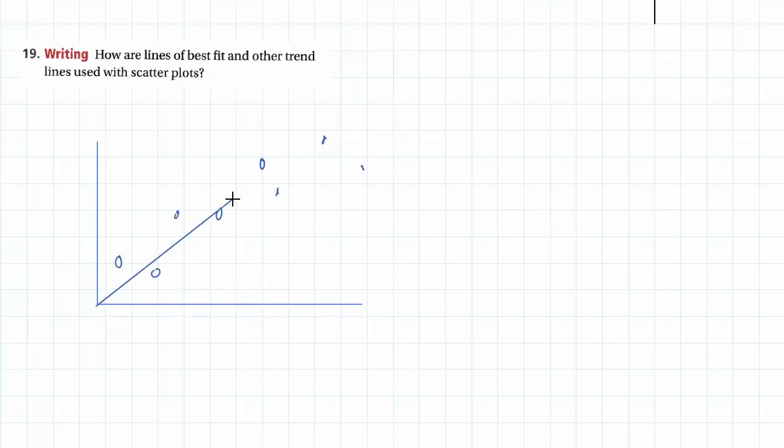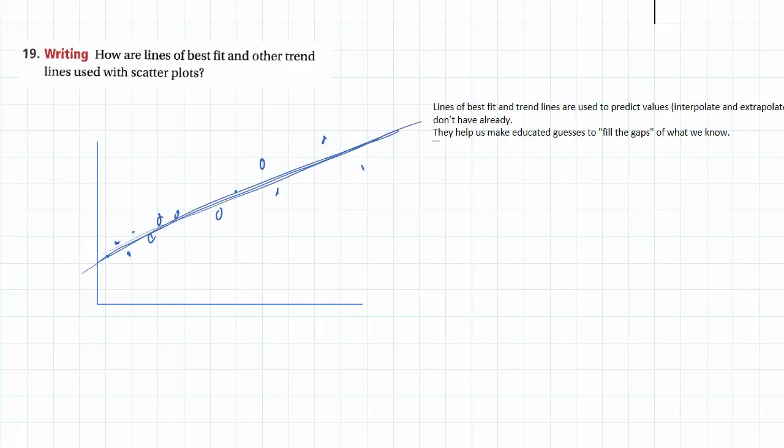This question is asking about scatter plots. It's just asking, do you understand how they relate to trend lines? So scatter plots and trend lines and line of best fit just help us approximate and predict and fill in the gaps of what we want to know about data and scatter plots.